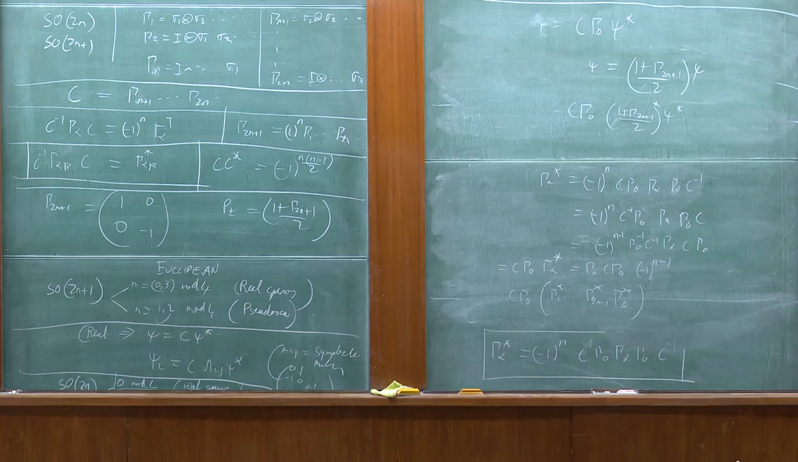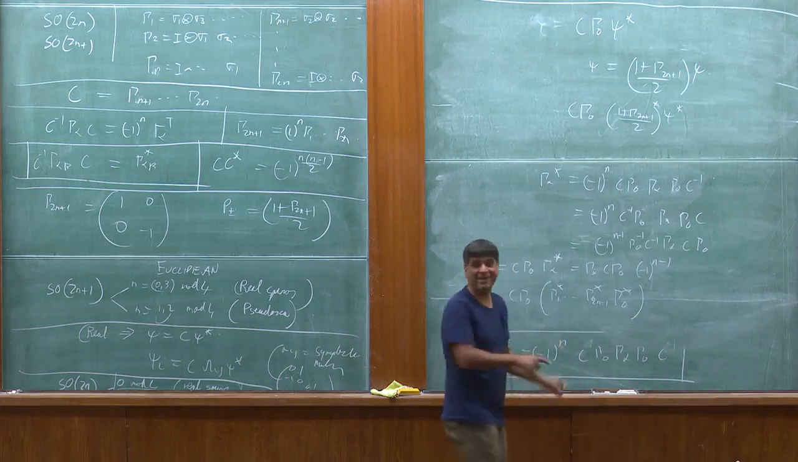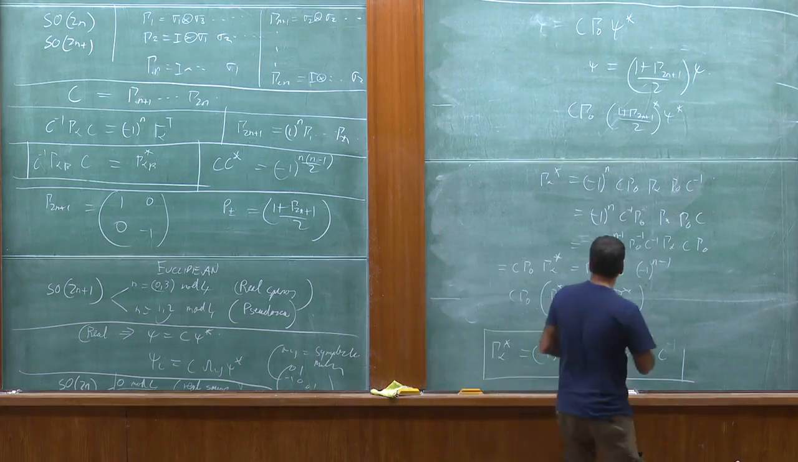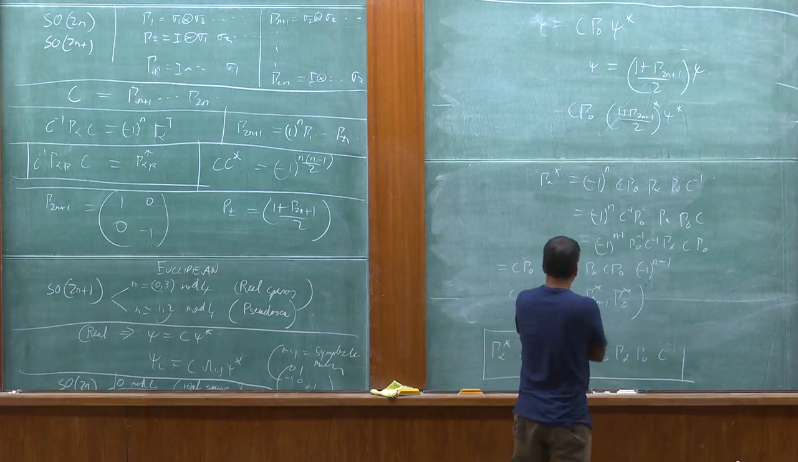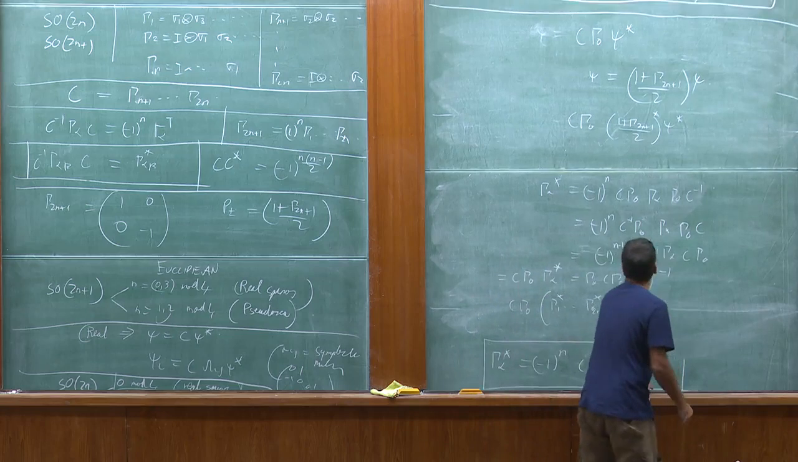There is an i to the power n, right? That will give a minus 1 to the power n. Yeah. Good point. Thank you. Thank you, Kanu. Okay, very good. Thank you. Okay, good. Excellent. Thank you. That was the key point.